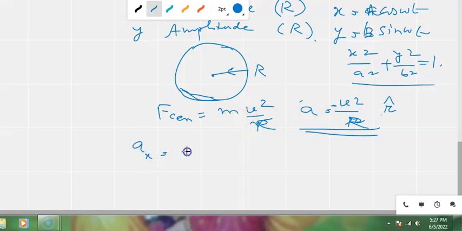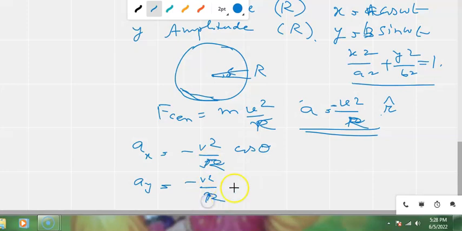Ax is equal to minus v square by r. So if there is a force directed in this direction, and this is theta, then that will be minus v square by r cos theta. Ay is minus v square by r sin theta. Sorry, we are using the capital, so let us use capital sin theta. Because both are simple harmonic, we will discuss only this example because both are the same.